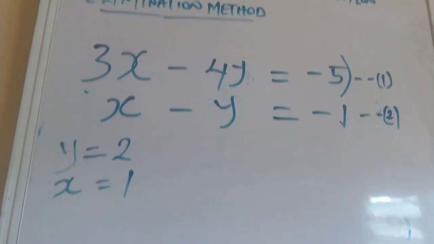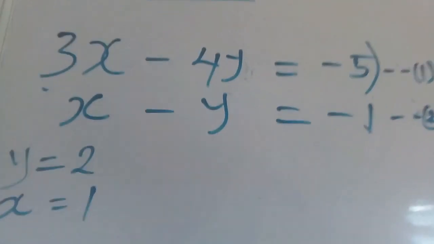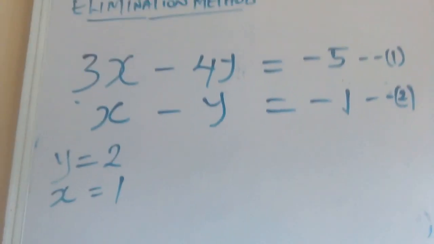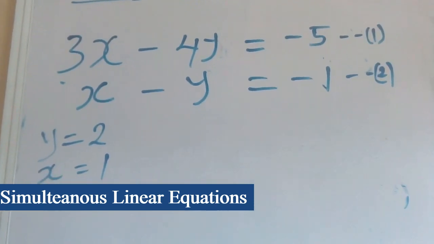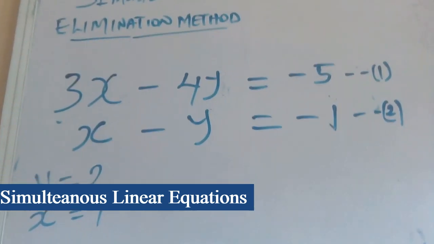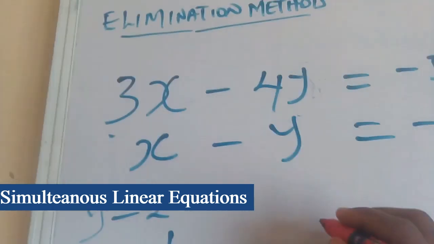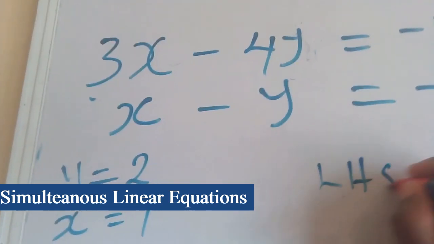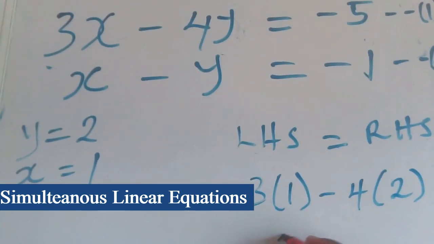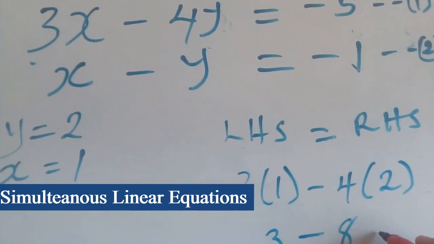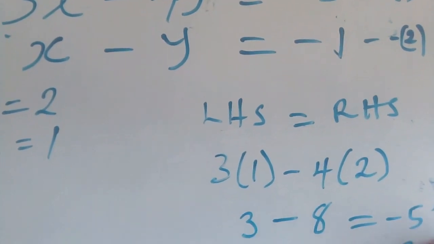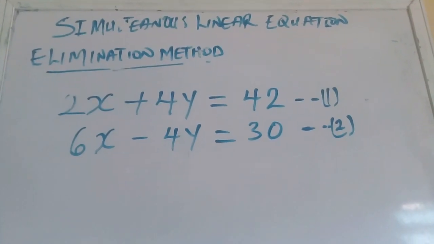and check if the right hand side of the equation is equal to the left hand side. So let's do that. This is the original equation on the board given to us to solve, and we arrived at y equals 2 and x equals 1. So we want to check if 3x minus 4y will be equal to 5. The left hand side must be equal to the right hand side. So we check: 3 minus 8 equals minus 5, which equals the right hand side.